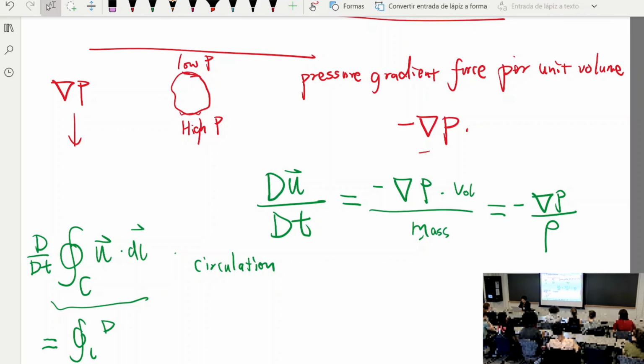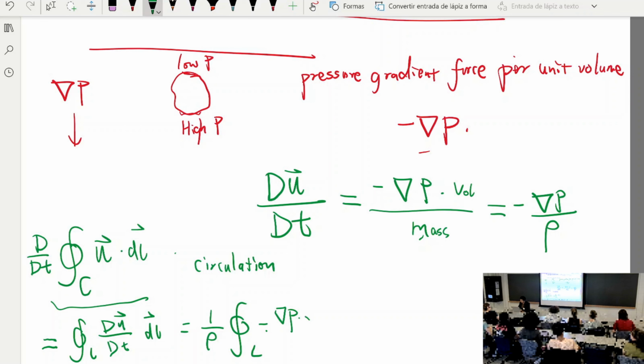You can. So okay, this is du/dt times dl, and use the Navier-Stokes equation. If density is constant, that moves out, and you get minus grad p dl. Right? You are integrating a pressure gradient over a closed curve.